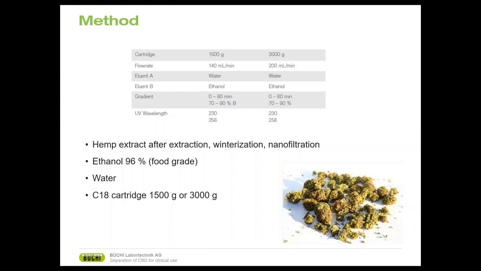But with proper method optimization, you can decide what your maximum would be. And in this case, over 0 to 60 minutes, your gradient goes from 70 to 90% B. B is the ethanol concentration in this case. So you can easily see both methods are 60 minutes, but with the bigger cartridge, you can run more samples.